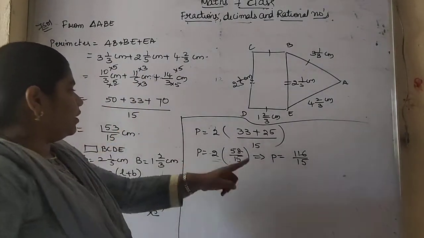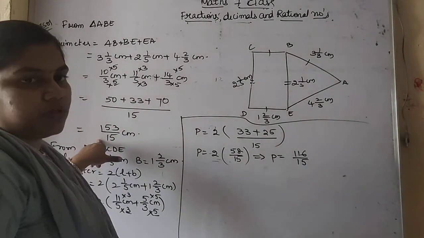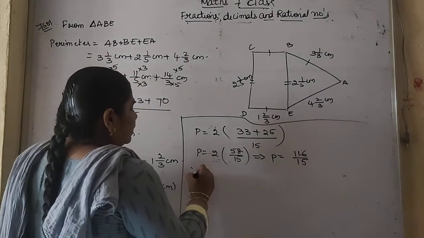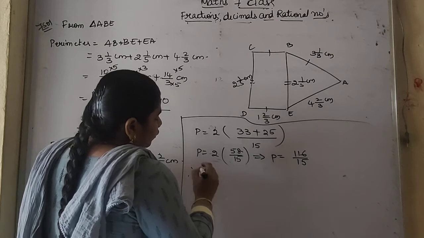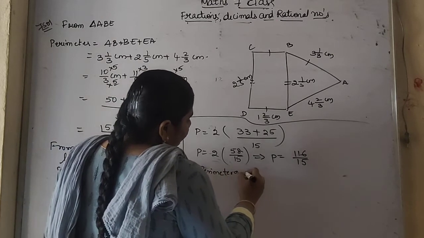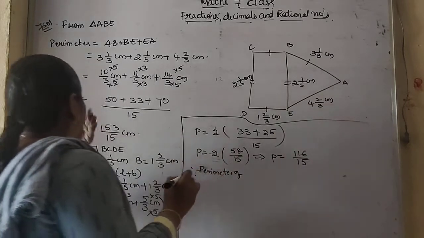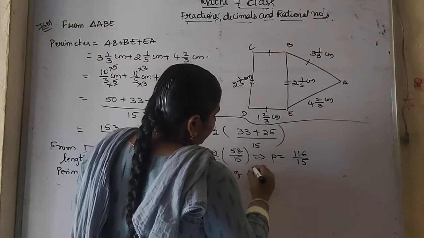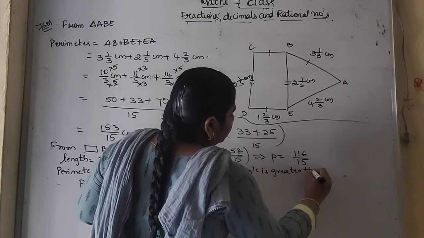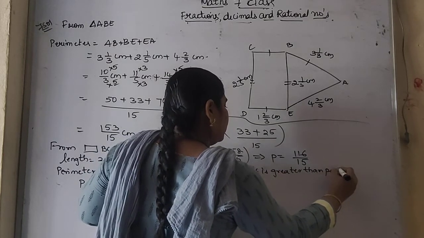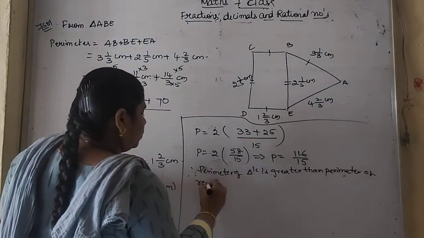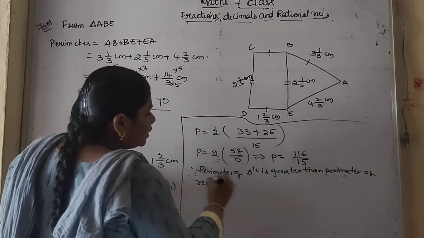So which is greater here? 153 by 15 is greater than 116 by 15. So we can say the perimeter of the triangle is greater than the perimeter of the rectangle. And by how much they asked?